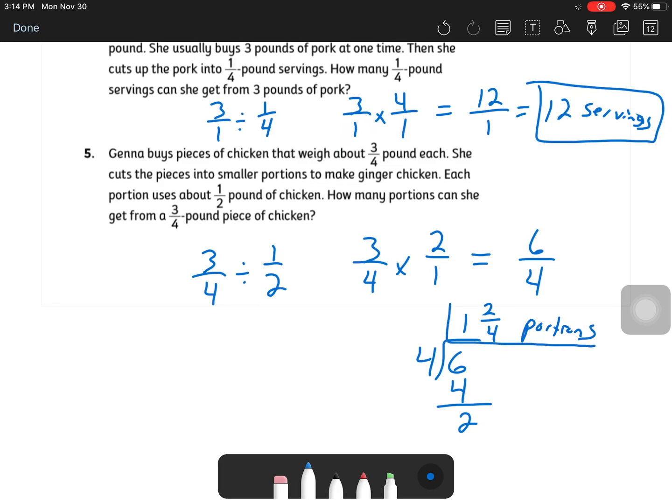Okay, so that is it, changing improper fractions to mixed numbers.